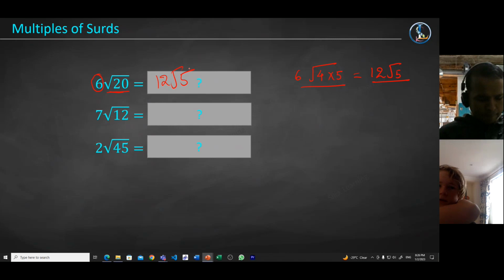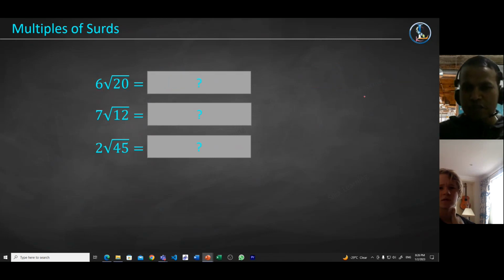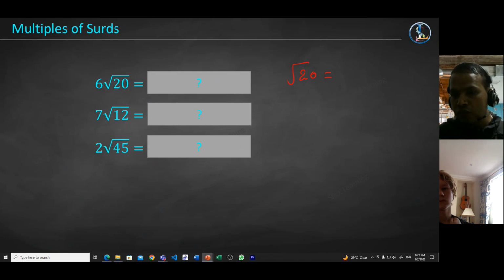That one I don't get. I got the one previously, but how do you get from 6 square root 4 times 5 to 12 square root 5? Okay, just wait a minute. First, think about 20, right? Let's leave 6 as it is. As you know, if you are going to simplify it, we are going to find the largest factor of 20 which is a perfect square. So can you say which is the largest factor of 20 and also a perfect square?